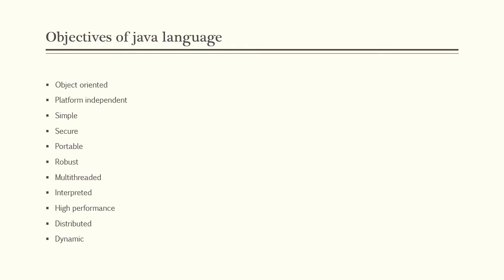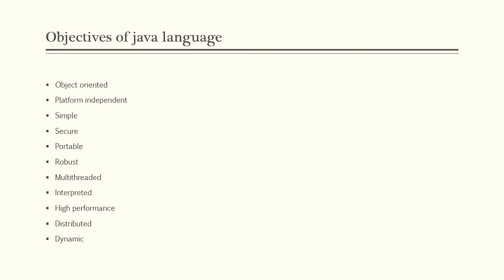Now comes robust, means it's less error prone, and that's why the objects of the Java language are very robust, and the whole Java language is. Then comes multi-threaded. The tasks are simultaneously performed in an application in which the Java language is used. It's interpreted because it uses the compiler, and then the bytecode is generated. It's high performance because of the presence of the runtime environment there.